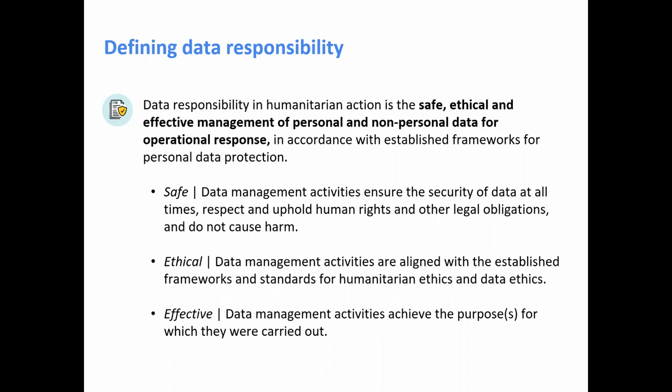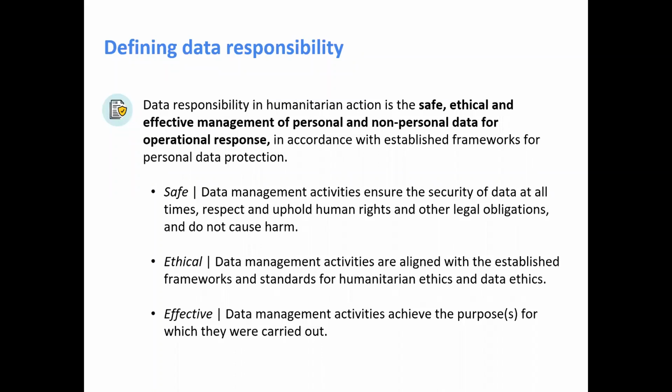So here, safety refers to data security, as well as to human rights and other legal obligations, all in the spirit of do no harm. Ethical refers to both humanitarian ethics and data ethics, and effective refers to ensuring that our data activities achieve their intended purposes. And I'm sure here that you're already seeing some of the PIM principles come through.